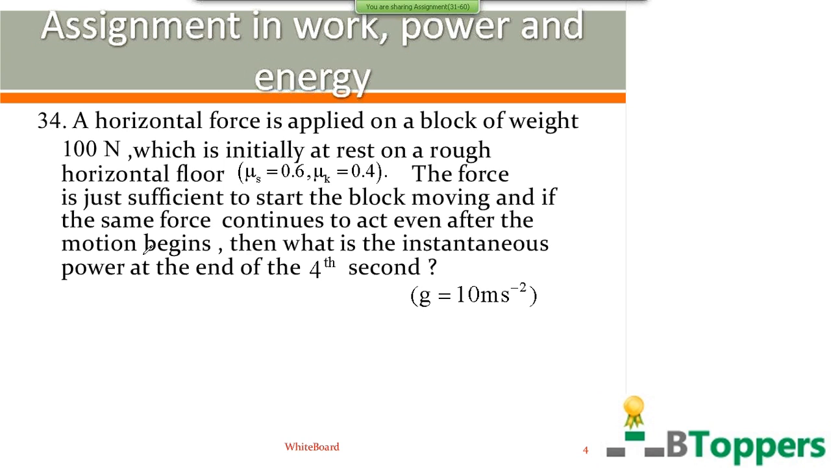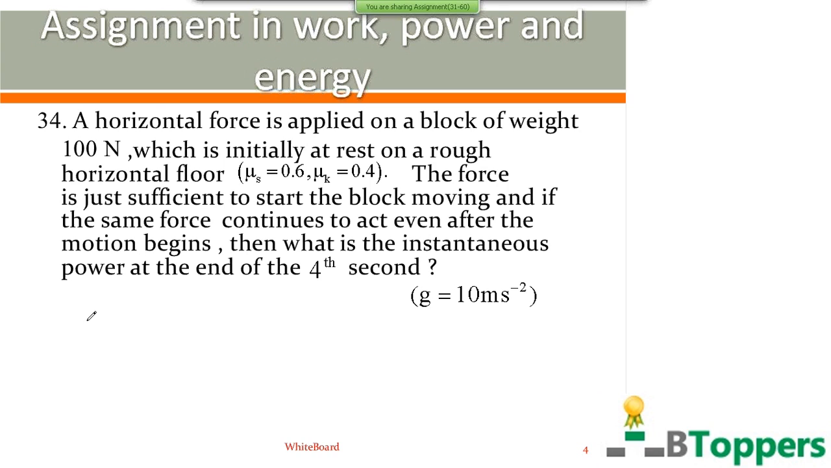So to find the instantaneous power at the end of 4 seconds, you have to find the magnitude of the force applied on the block by the external agent, and you also have to calculate the magnitude of the instantaneous velocity at the end of 4 seconds. To find the instantaneous velocity at the end of 4 seconds, you have to find the acceleration of the block. And to find the acceleration of the block, we have to apply Newton's second law.